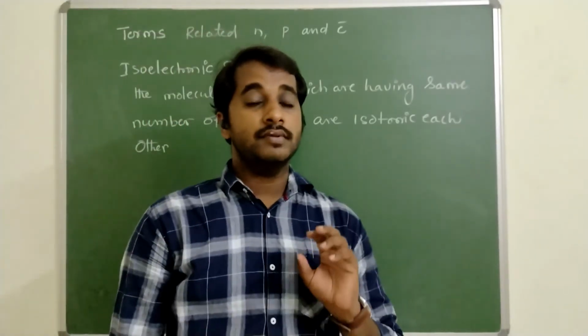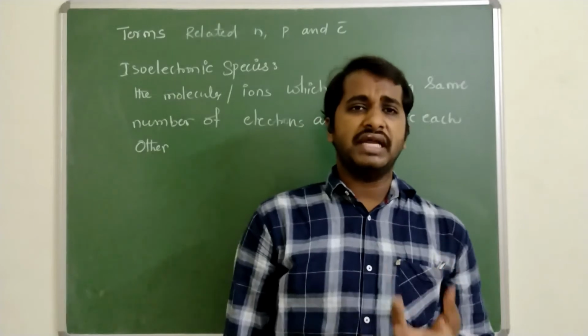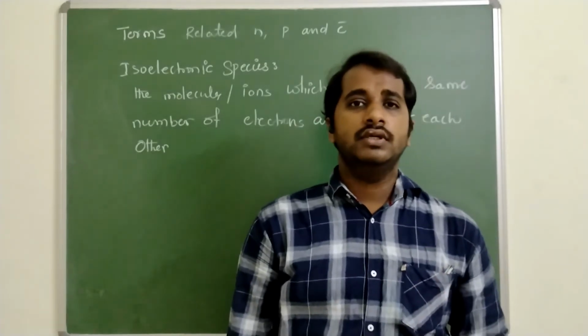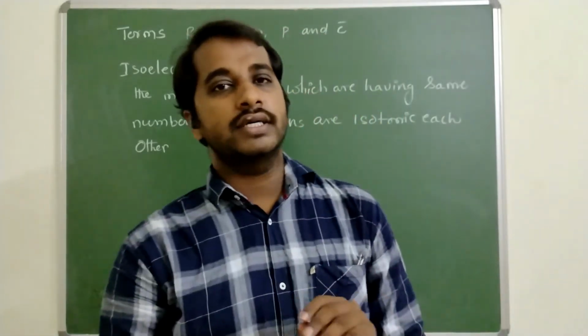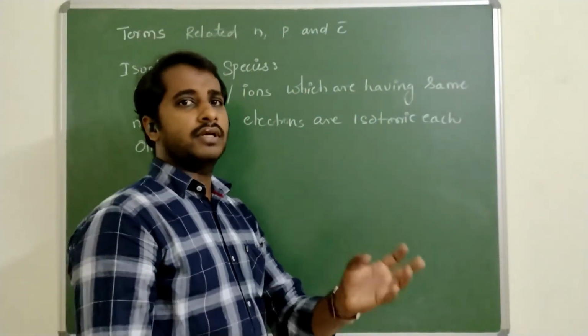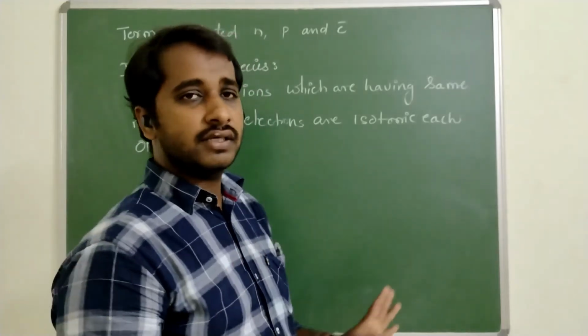Isoelectronic species could be molecules, atoms, or simply ions also. But they should have the same number of electrons. No other category is required. Just if it is having the same number of electrons, then those are called isoelectronic species.